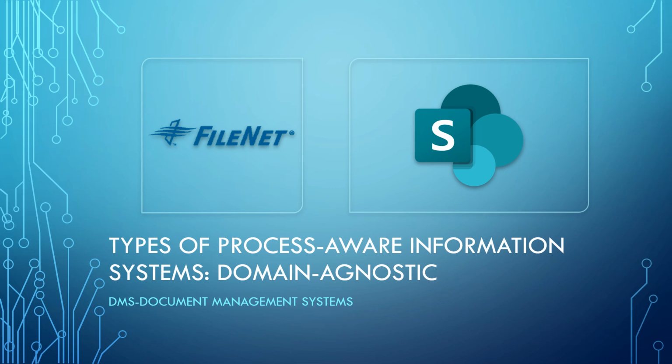The main premise of a DMS is to provide functions to create, search, access, and update documents, but they can also provide functions to route a document across multiple stakeholders. Some common examples include IBM FileNet, Microsoft SharePoint, and OpenText.